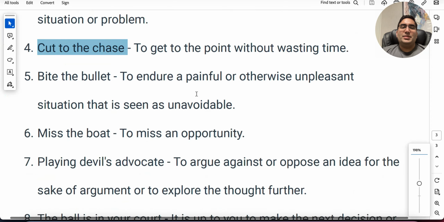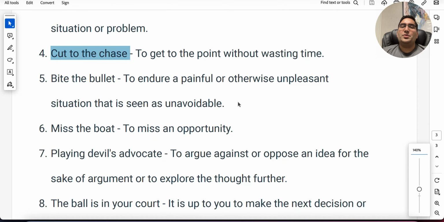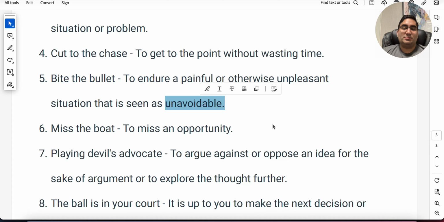Bite the bullet means to endure a painful or otherwise unpleasant situation that is unavoidable. So you're not just getting pain for fun. It is unavoidable. So right now you're doing this exam, which is pretty difficult. So yeah, you're biting the bullet in order to get your immigration. That's where you can use it.